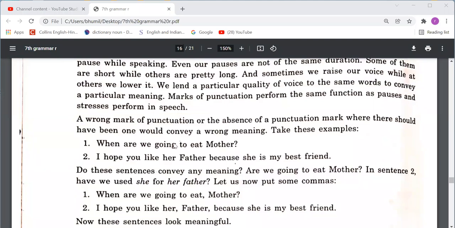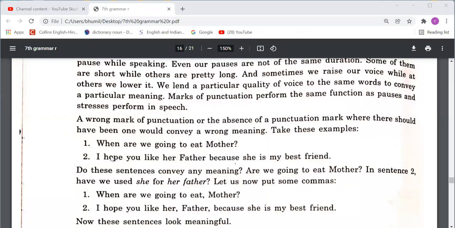When are we going to eat mother? When are we going to eat mother? By this sentence it appears that someone is asking to eat the mother and asking about the time, but actually we do not want to convey this meaning. The meaning we want to convey is different from it. So here we need to use the punctuation mark so that we can give the clear meaning.